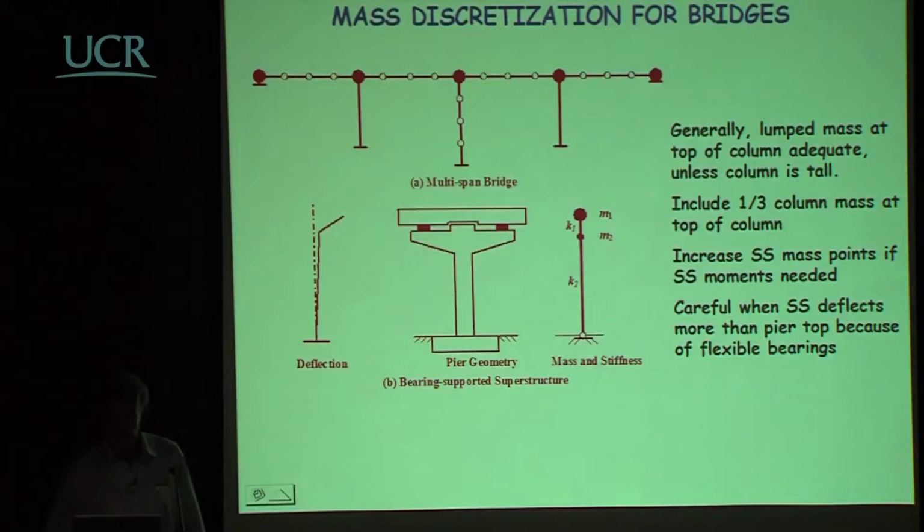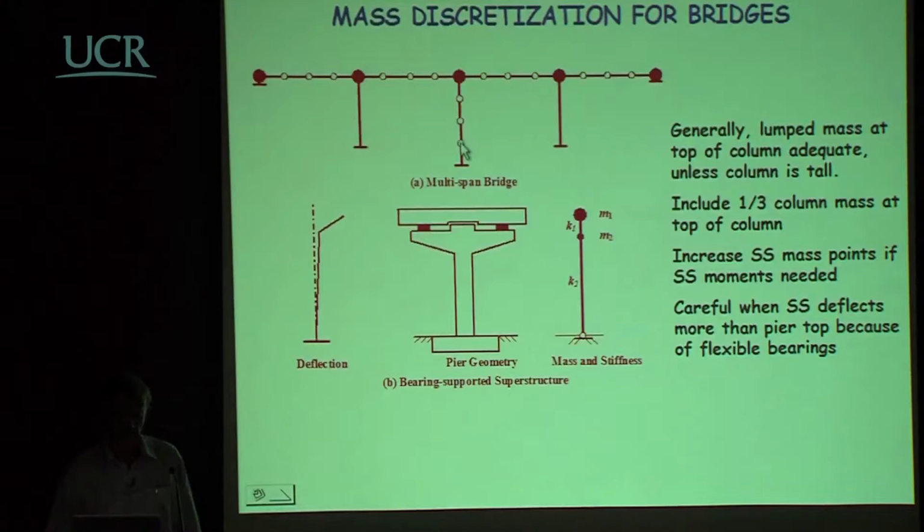For mass discretization of bridges, in most cases it'll be sufficient to concentrate the masses at the top of the piers, as shown here, and these masses will include a certain proportion, typically 1/3 of the pier mass as well. If the spans are long and the superstructure is reasonably flexible, then we may, instead of concentrating the mass at just the top of the columns, distribute it to a number of points along the span, but it will be rare that we would need more than 4 points per span.